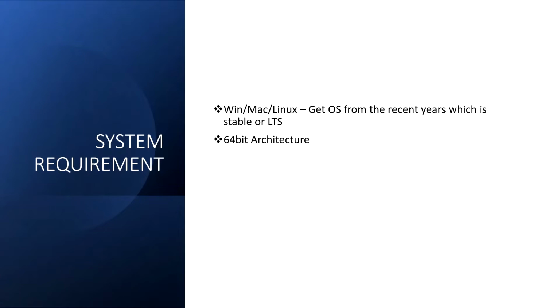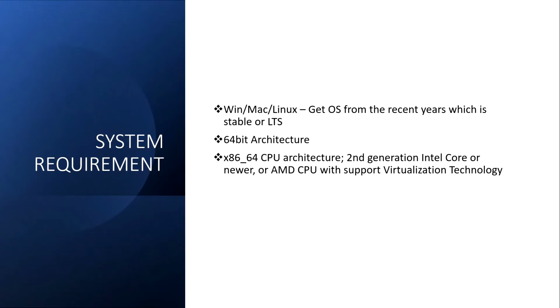First, if you have a system requirement in order, you need an operating system which has an LTS or a stable support like Windows 8 or 8.1 or 10 or 11 or a Mac Sierra or a Linux 14.04, which is a little old. We can consider going after like 18.04, and a 64-bit architecture. And even if you have a 64-bit architecture, please choose a processor with more than second generation Intel or a fourth or fifth generation AMD CPU with virtualization technology.